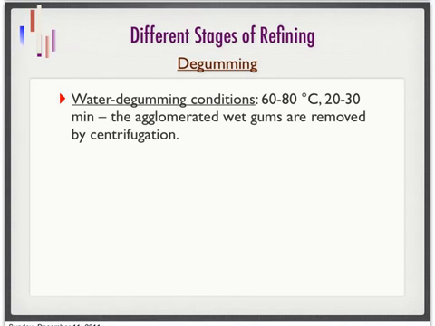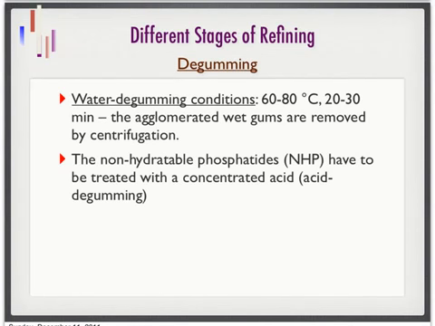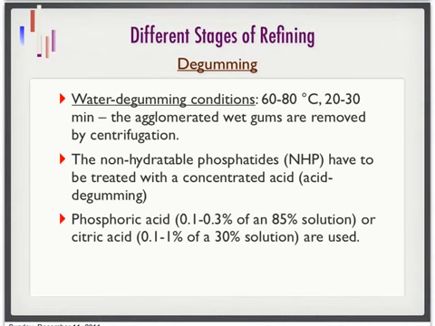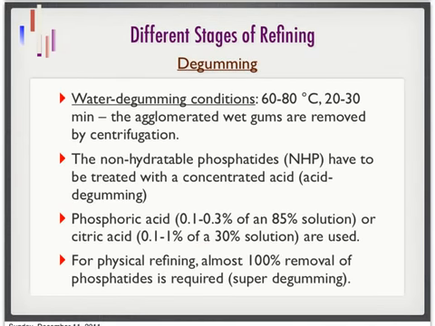As I mentioned in the previous slide, we can use water degumming if the crude oil contains a high amount of hydratable phosphatides. But if the oil contains non-hydratable phosphatides, we have to use a concentrated acid to remove the phosphatides, and this process is called acid degumming. We can use phosphoric acid at 0.1 to 0.3% of the 85% solution, or we can use citric acid with this concentration. The degumming step is actually especially important in physical refining.